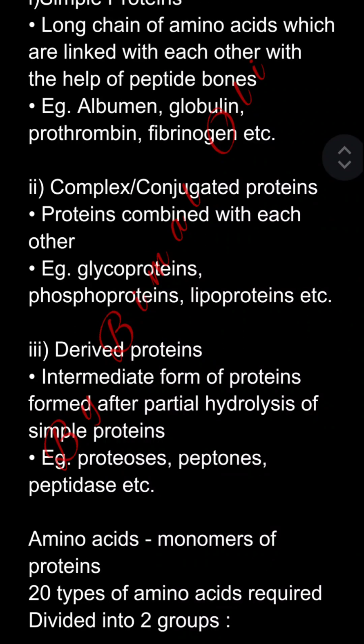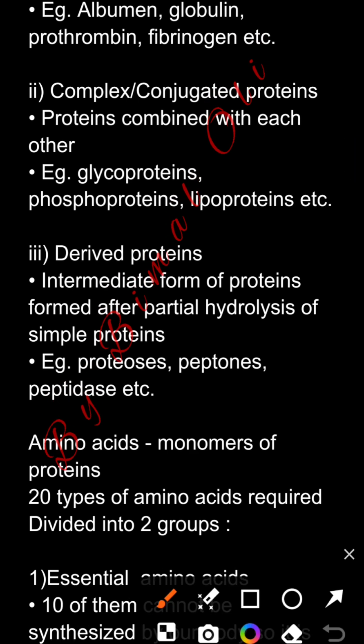Similarly, complex or conjugated proteins. Proteins combine with other molecules to form complex or conjugated proteins, that is glycoproteins, phosphoproteins, lipoproteins, etc. And the third one is derived proteins, an intermediate form of proteins formed after partial hydrolysis of simple proteins, that is proteoses, peptones, peptidases, etc. And amino acid, which we call the monomer of proteins, right? The monomer of protein is amino acid.